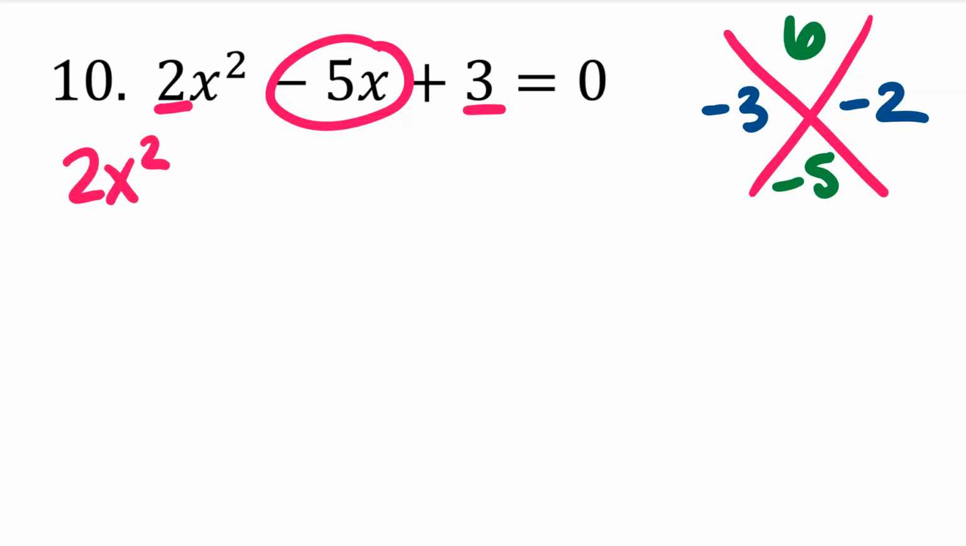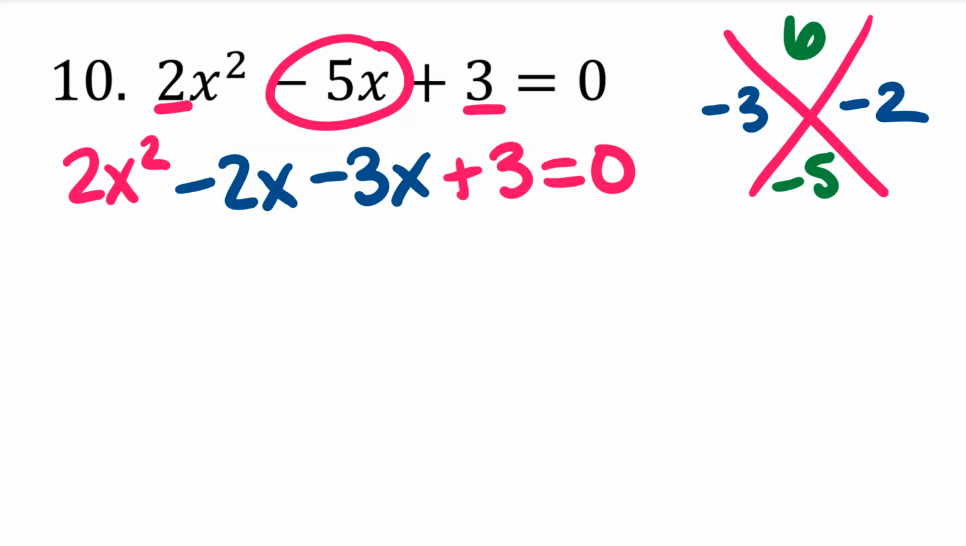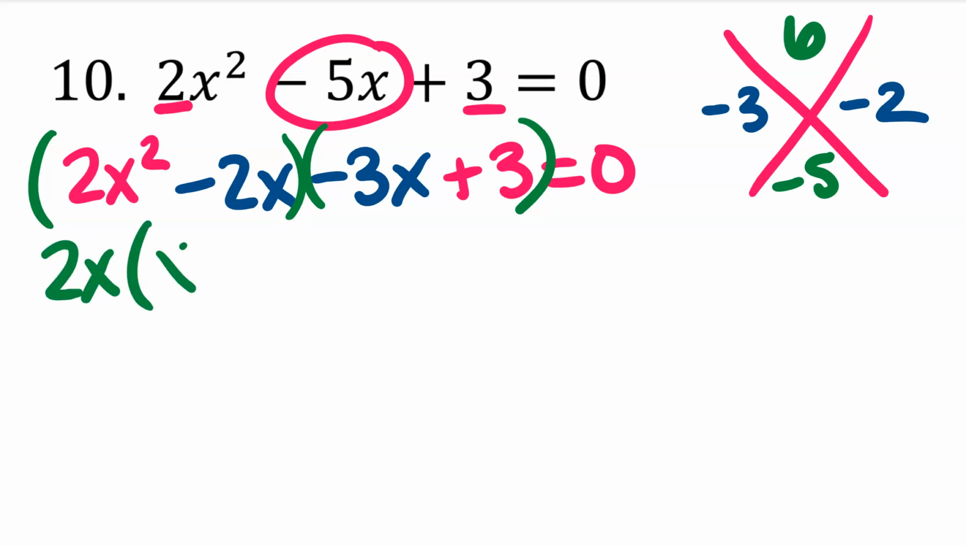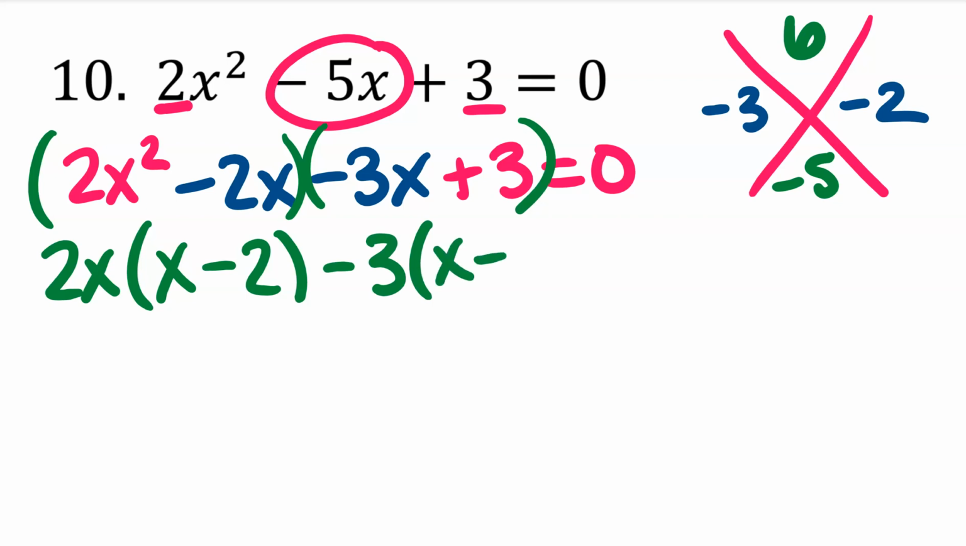So 2x squared is good. Then I'm going to plug in my factors. Negative 2x minus 3x plus 3 equals 0. I have 4 things, so I'm going to go ahead and group them and take out what they have in common. For 2x squared and negative 2x, I can take out a 2x, and I have x minus 2 left. And then for negative 3x plus 3, I can take out a negative 3, and I have x minus 2 left.